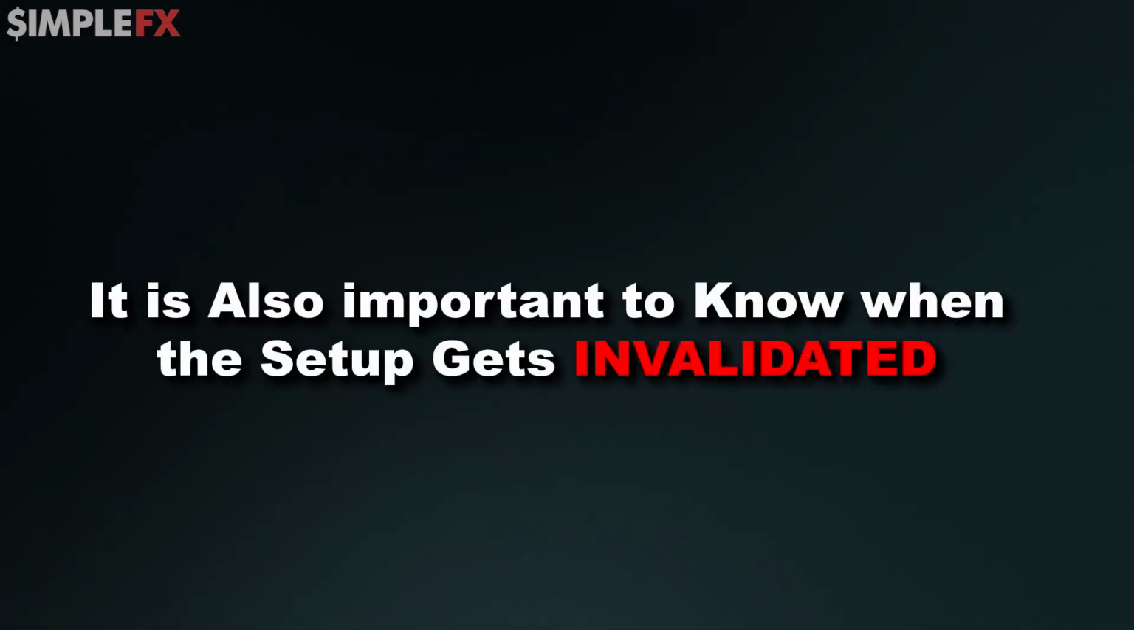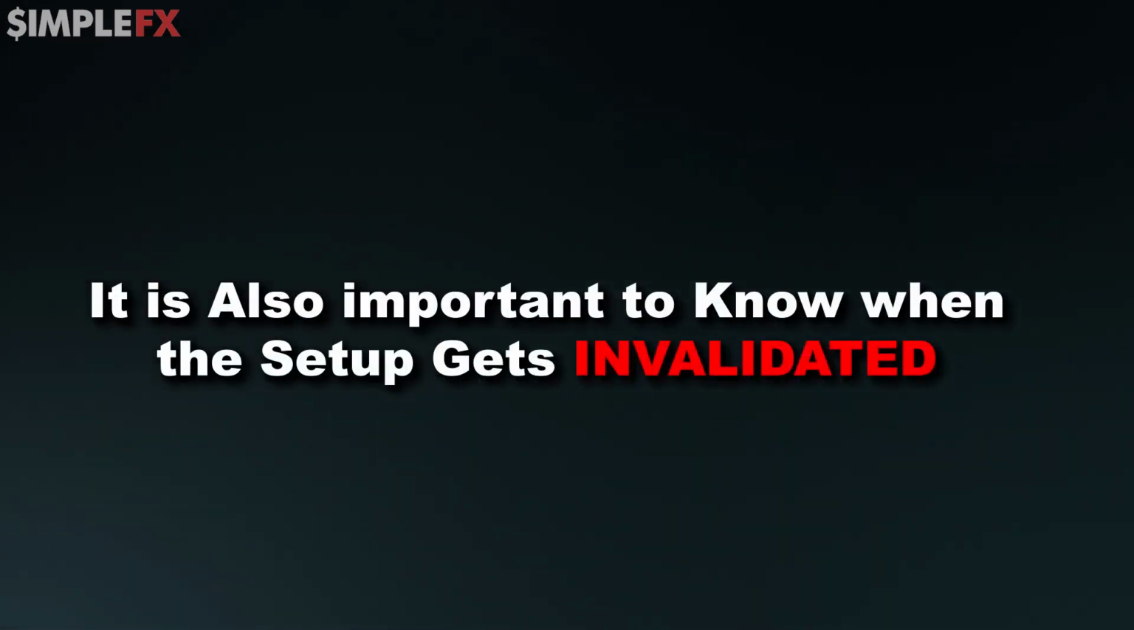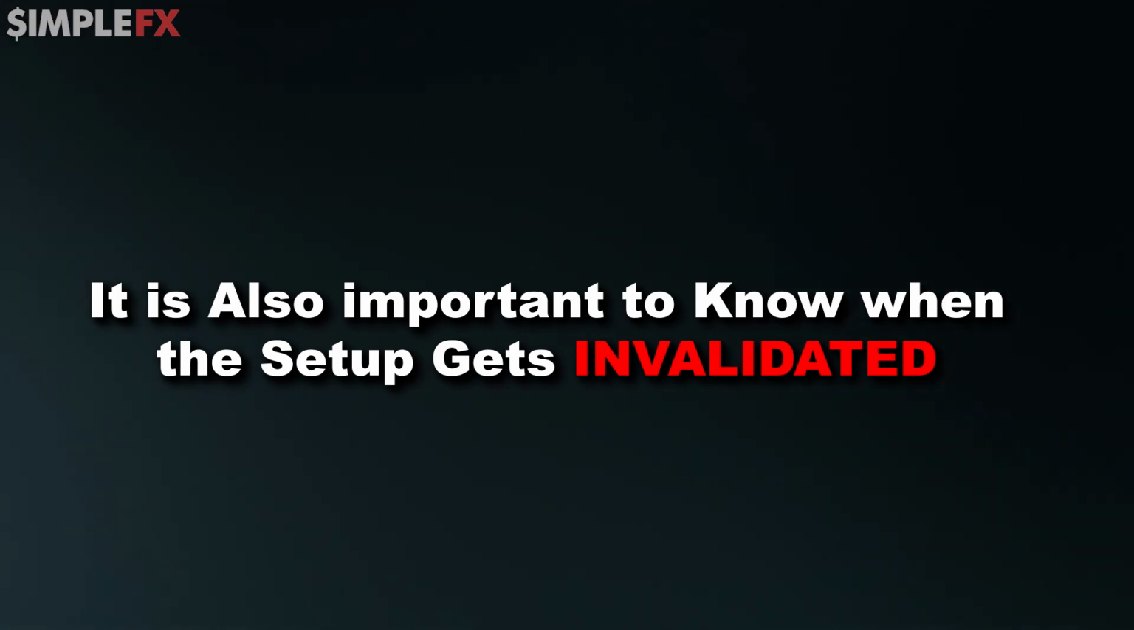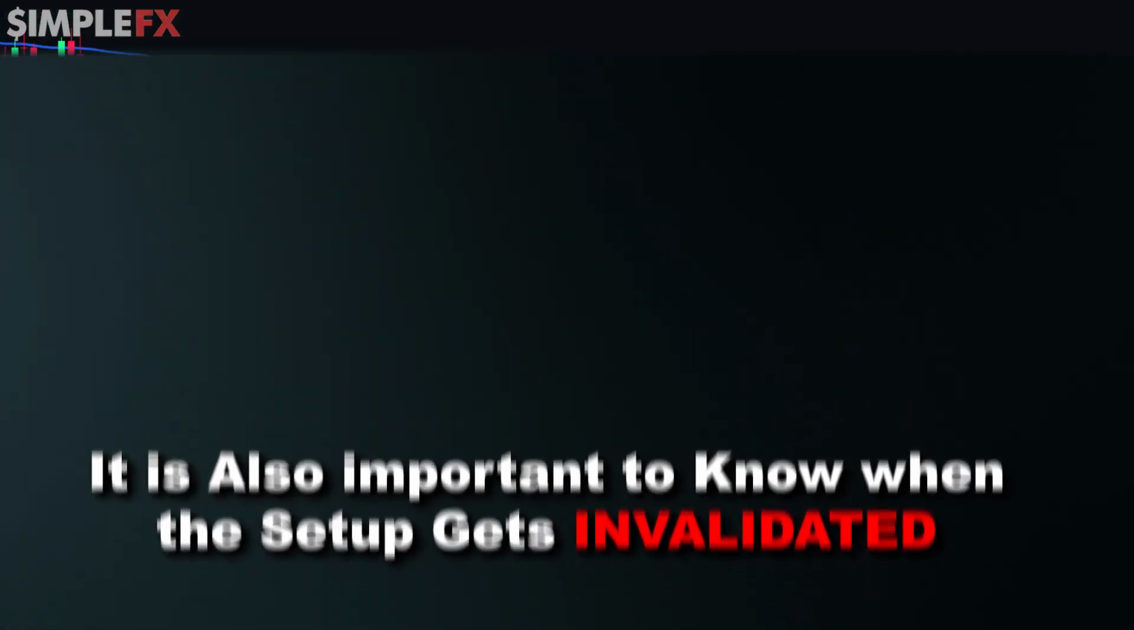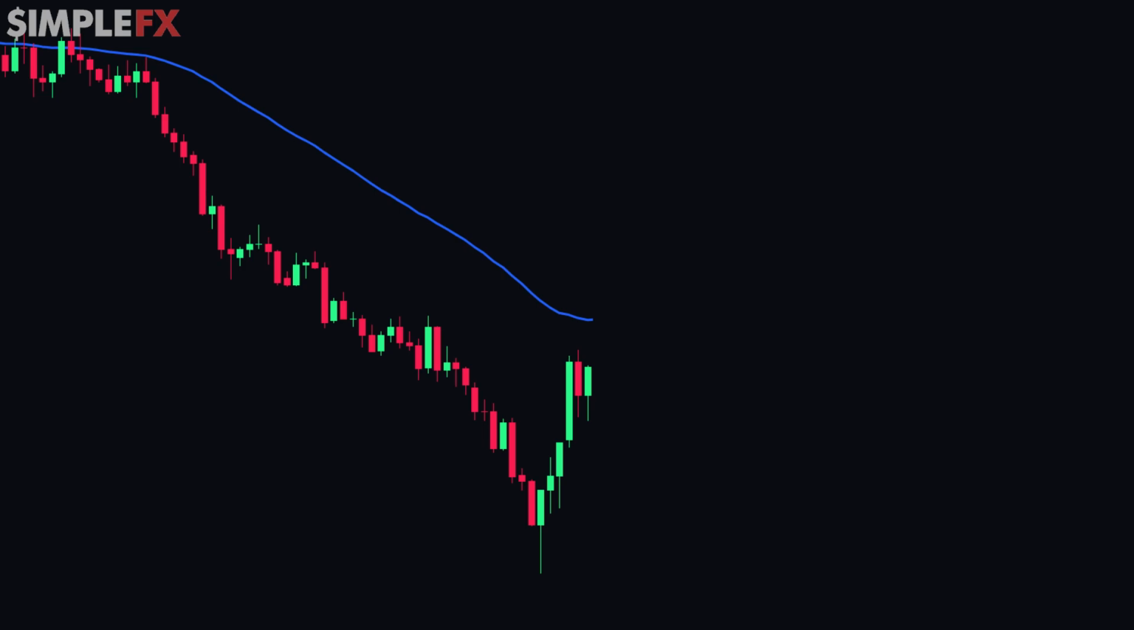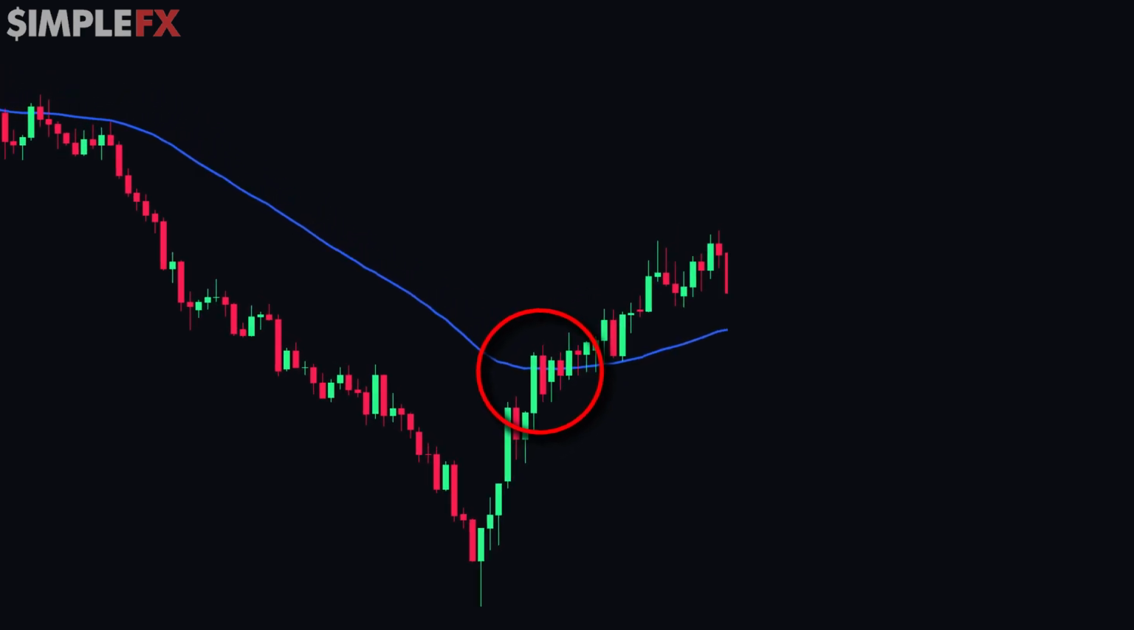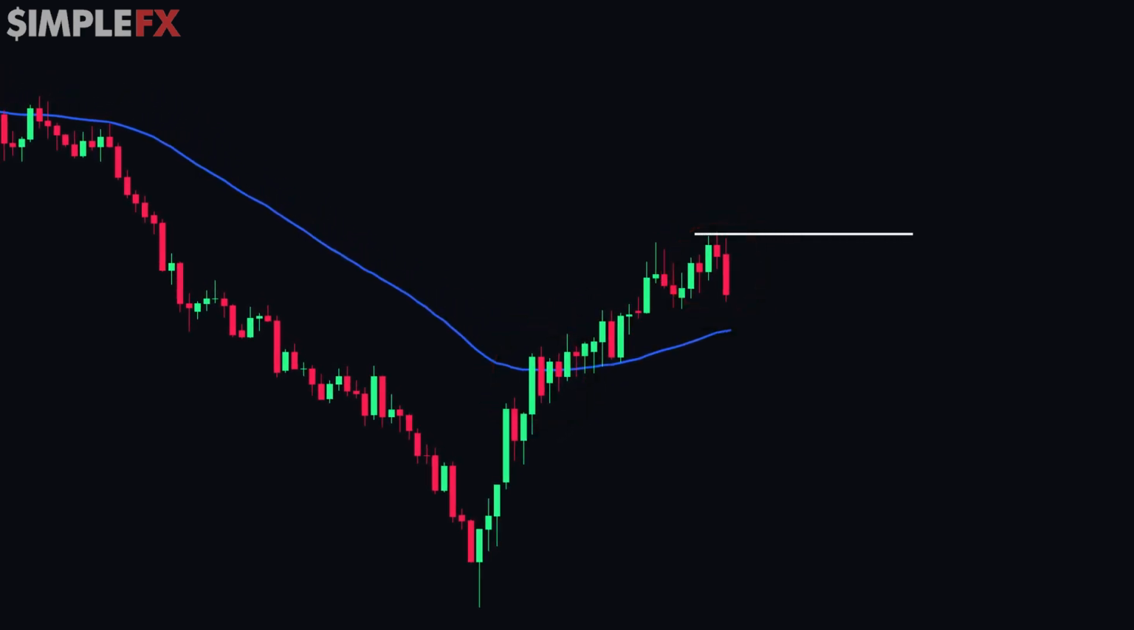Just like knowing when a trade will go well is important, it is also important to be able to recognize when you should cancel a trade, when the setup gets invalidated. That's why I also want to show you this example. As you can see, the setup looked good at first. We were trading below the 50 EMA for a while, we then broke out and price reversed, so I drew a horizontal line at the swing high.